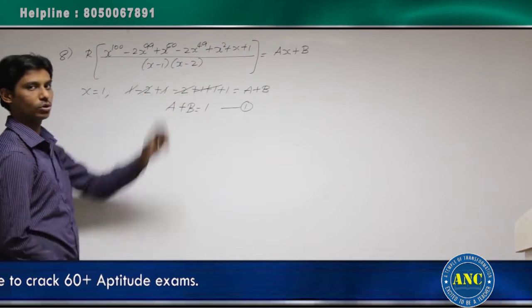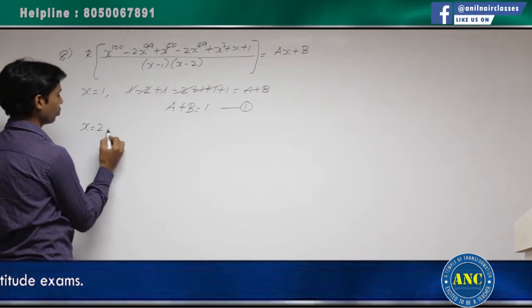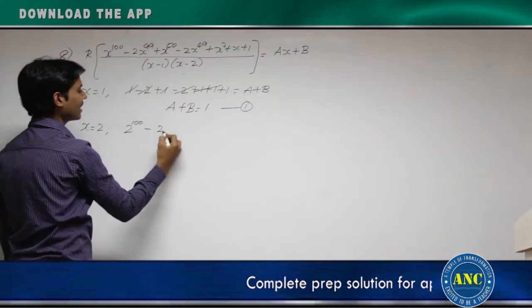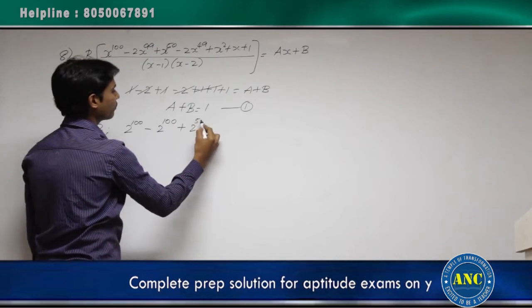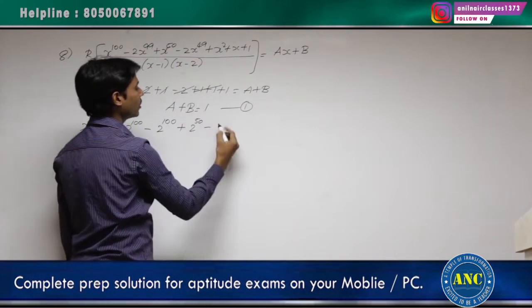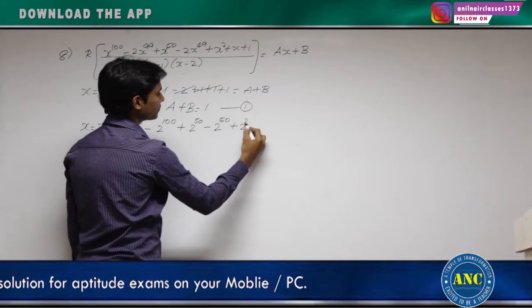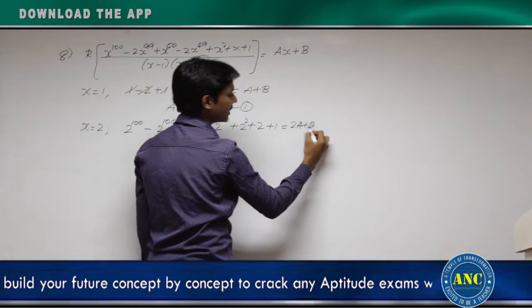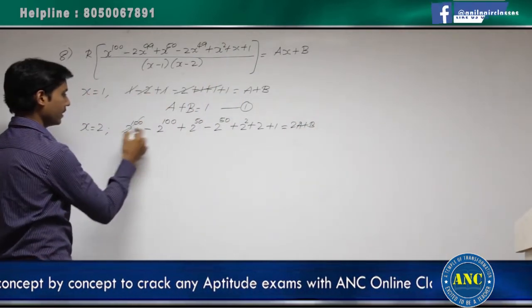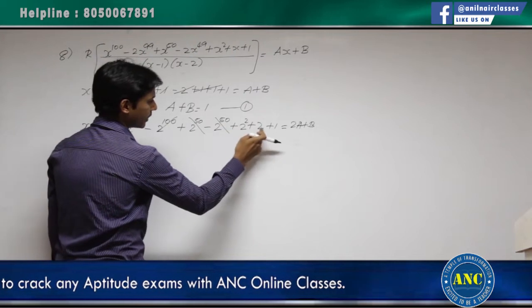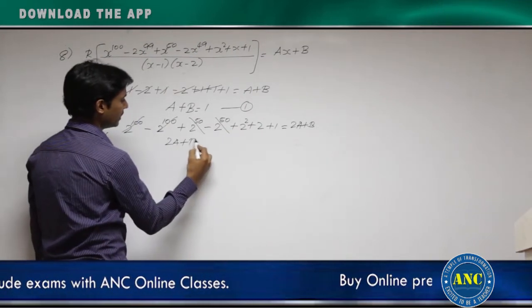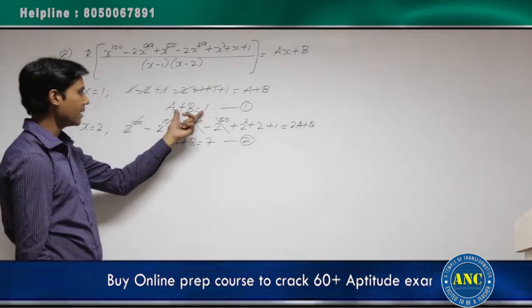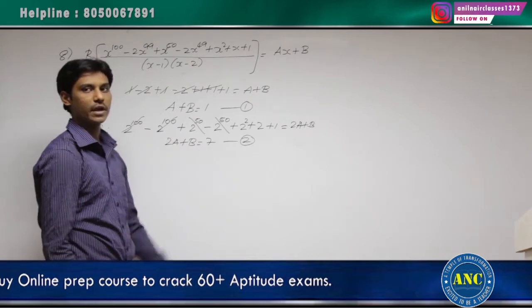Similarly, substitute x = 2. It becomes 2^100 - 2 * 2^99, which is again 2^100, plus 2^50 - 2 * 2^49, which is again 2^50, plus 2^2 + 2 + 1. On the other side, x = 2 gives 2a + b. If I simplify, the large powers cancel, and 4 + 2 + 1 is 7. So 2a + b = 7 is my second equation. First equation is a + b = 1, second is 2a + b = 7.